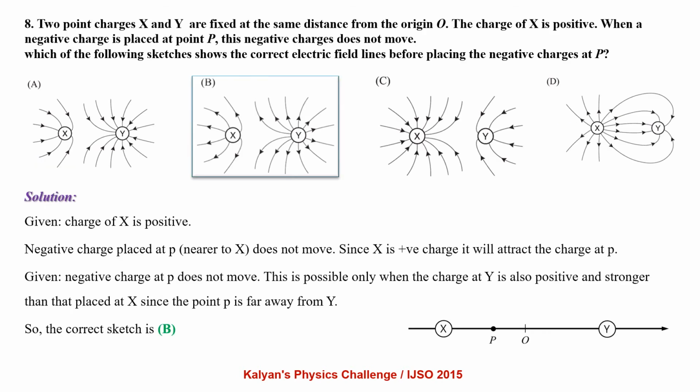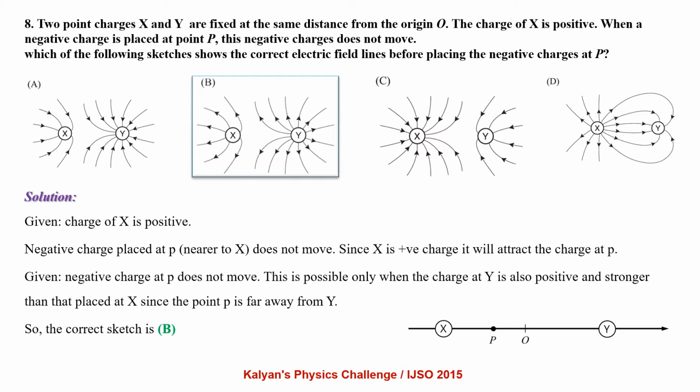2 point charges x and y are fixed at the same distance from the origin. The charge x is positive. When a negative charge is placed at point P, this negative charge does not move. Which of the following sketches shows the correct electric field lines before placing the negative charge at P?